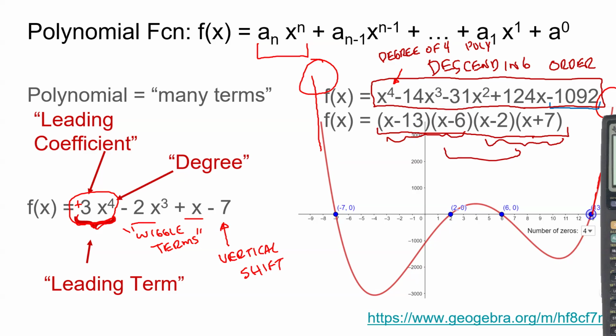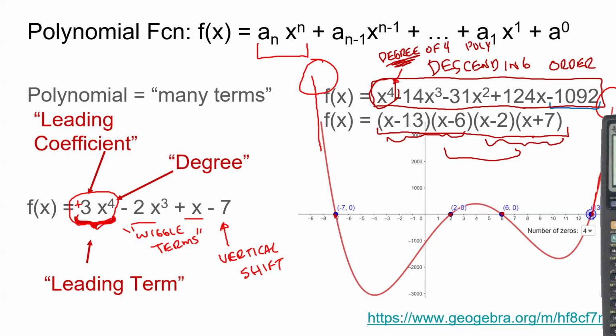But once you've got this thing factored and you have x minus 13, x minus 6, x minus 2, x plus 7, it makes it really easy to find the roots. Why? Well, because the roots are where it crosses the x-axis. You can see there are 4 of them here. We would expect 4 because the degree shows us the highest number possible of roots. So there could be up to 4, but I would never have 5 here. I can't go past 4.